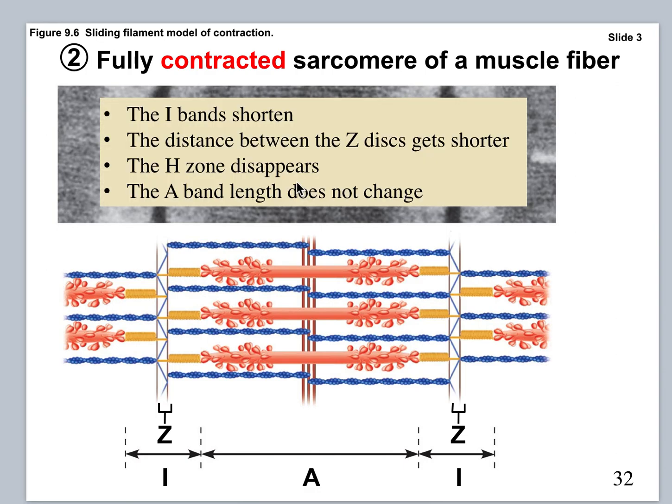This is what happens when the sarcomere contracts. I bands shorten. The I bands get shorter. The distance between the Z discs gets shorter. The H zone disappears. It goes away. The A band does not change in length. It remains the same length.